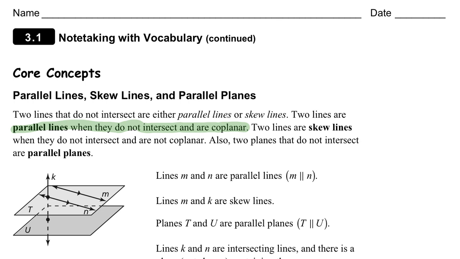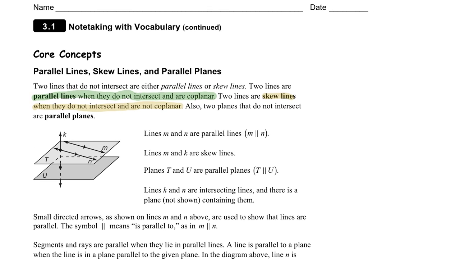And two lines are skew lines when they do not intersect and are not coplanar. So I'm going to do a little example here. I'm going to zoom out a little bit. I'm going to draw a cube the best that I can. So just not all the sides of a cube. So this is really bad drawing. So here's a little bit of a rectangular prism here.